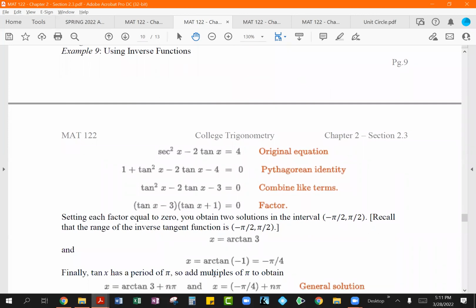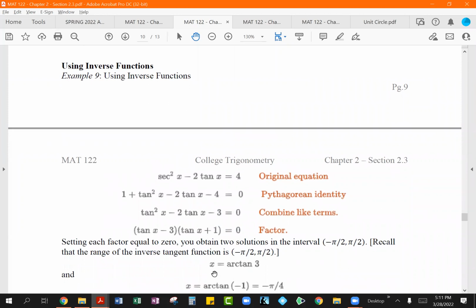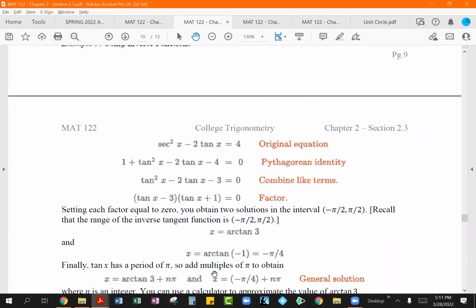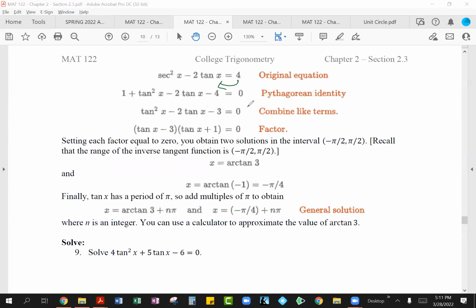Let me see, what was the other example I selected? Yeah, it's based off of this one over here, where they're talking about how we can also use inverse functions to help us find a solution of a trigonometric equation. So as you can see, we are given here secant squared of x minus 2 times tangent of x equals 4. We, of course, go ahead and move that 4 to the left-hand side, get 0 on the right-hand side.